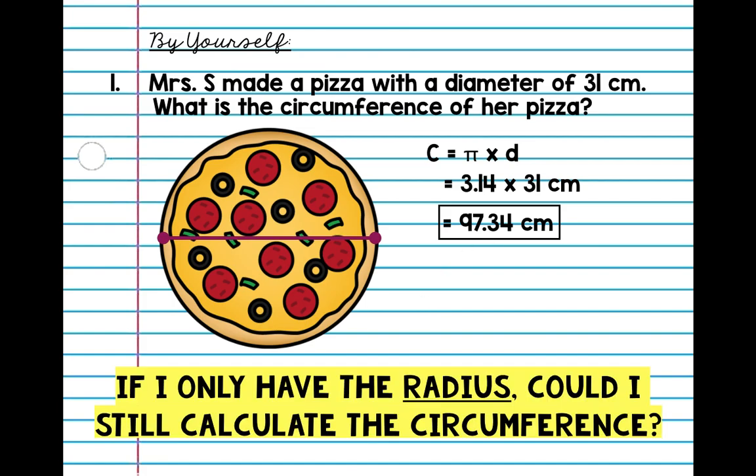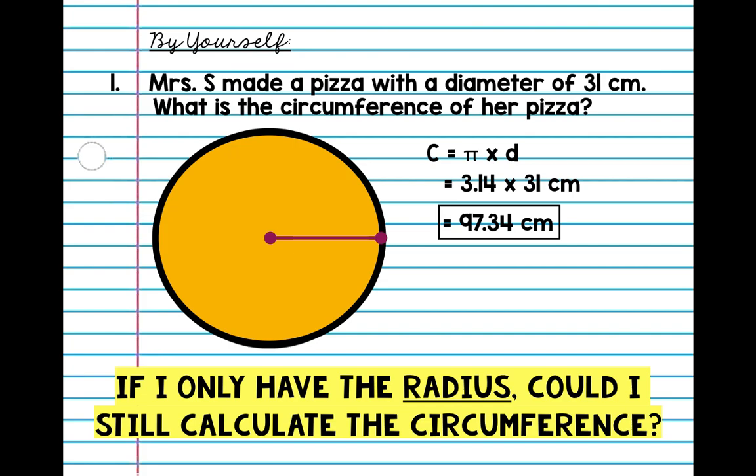Okay, so big question. If I only had the radius, could I still calculate the circumference? So if I had this circle and they've only given me the radius, would I be able to calculate the perimeter? Okay, so from yesterday, what did you learn about how many radii are in a diameter? Okay, so we learned that we just had to double it. Again, multiply it by 2, and it would give us a diameter.